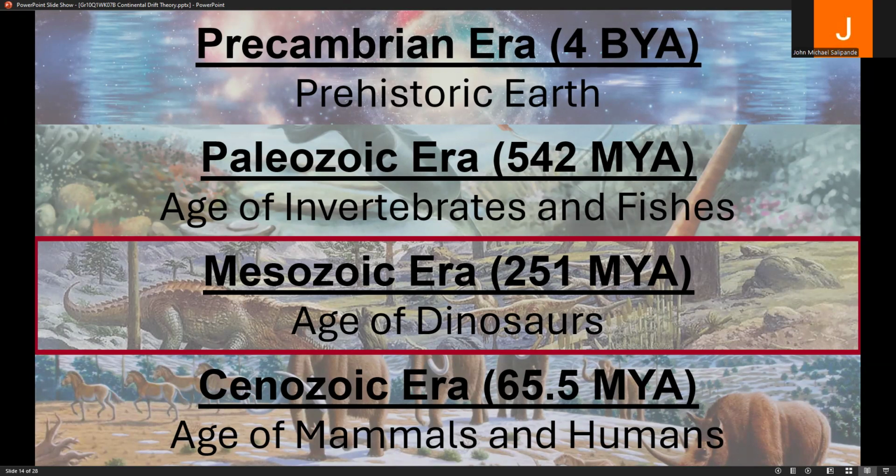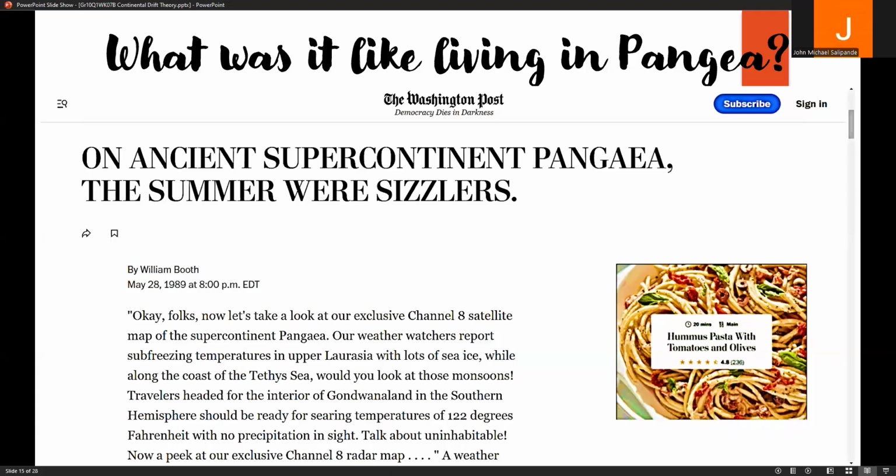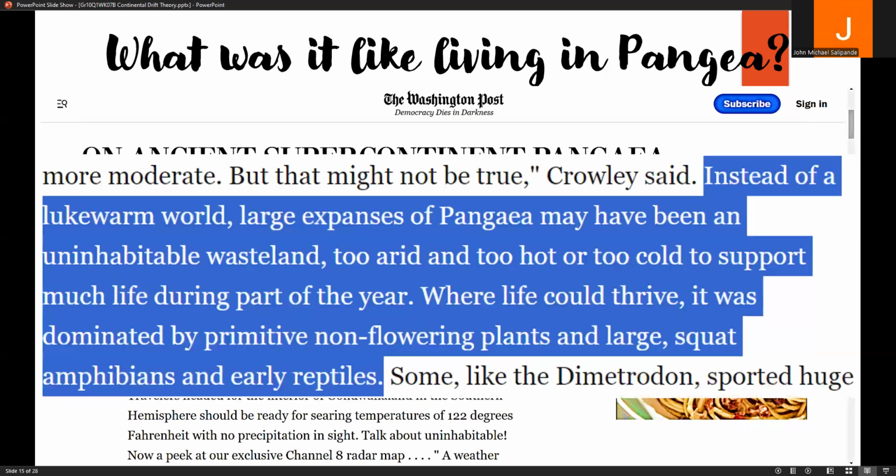So what was it like living in Pangaea? Okay, so according to the Washington Post article titled On Ancient Supercontinent Pangaea, The Summers Were Sizzlers by William Booth on May 28, 1989: instead of a lukewarm world, large expanses of Pangaea may have been an uninhabitable wasteland. So when we say uninhabitable, that's unsafe.